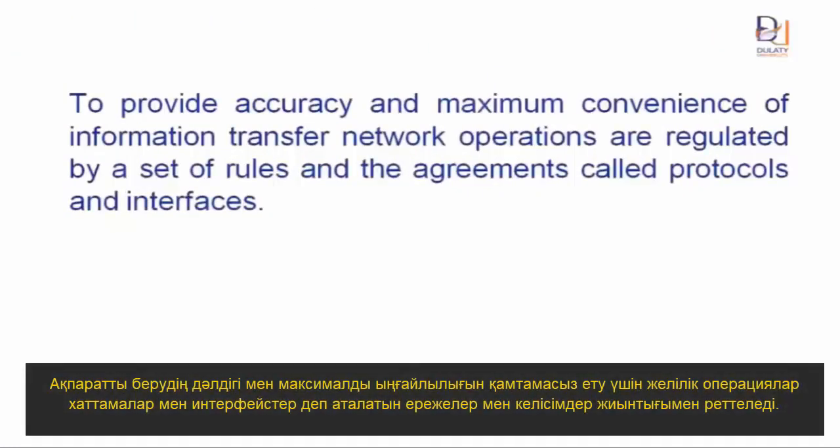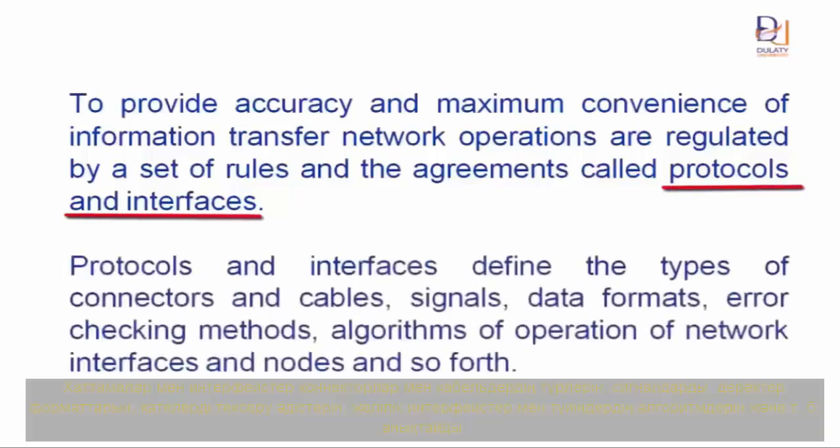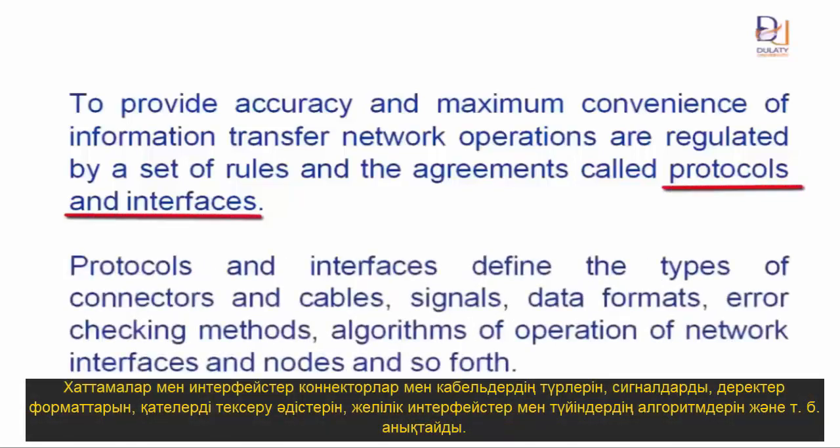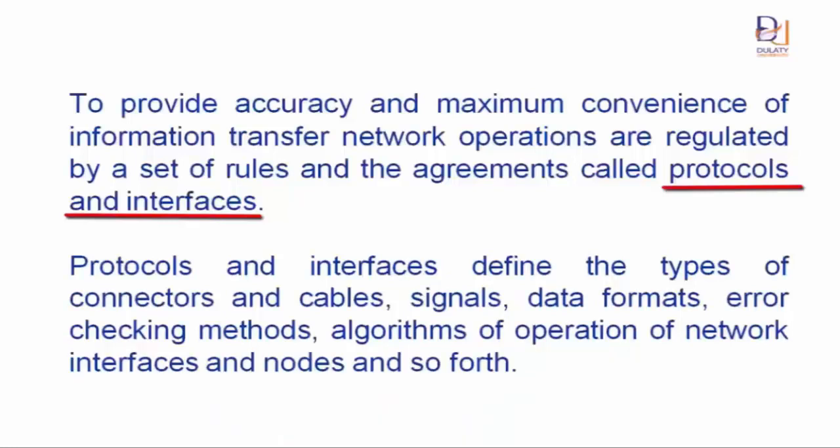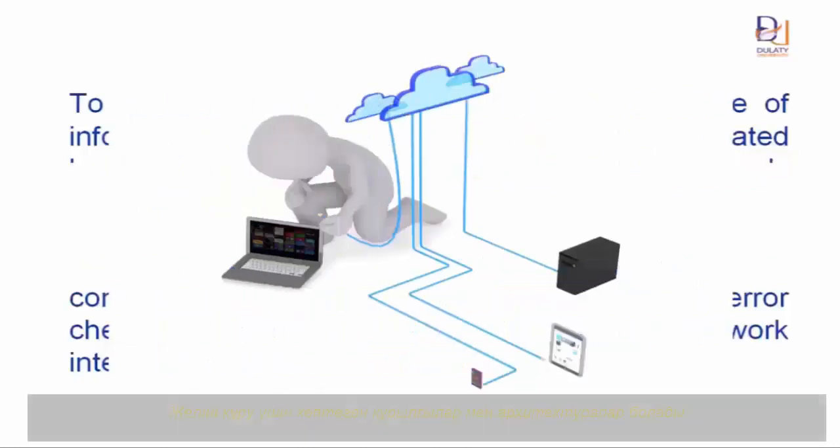To provide accuracy and maximum convenience of information transfer, network operations are regulated by a set of rules and agreements called protocols and interfaces. Protocols and interfaces define the types of connectors and cables, signals, data formats, error checking method, algorithms of operation of network interfaces, and nodes and so forth.